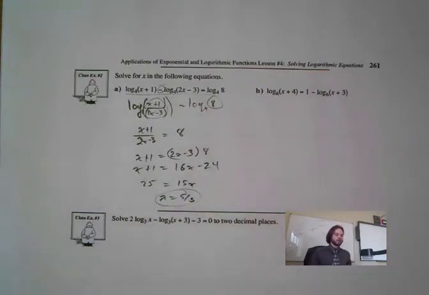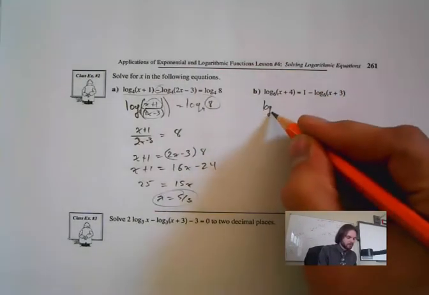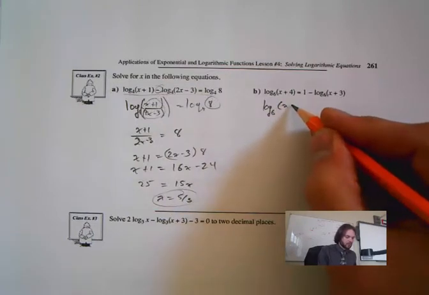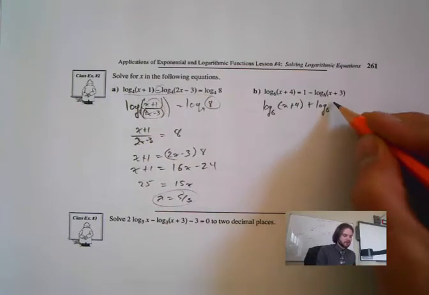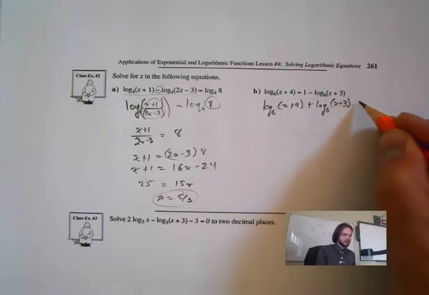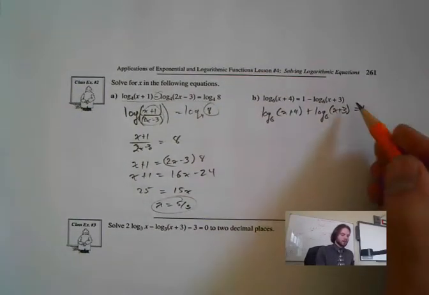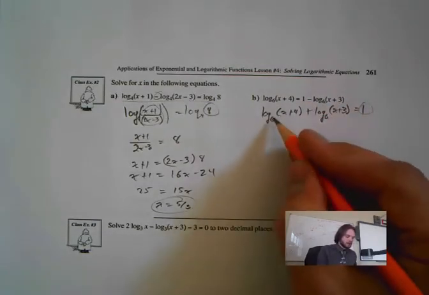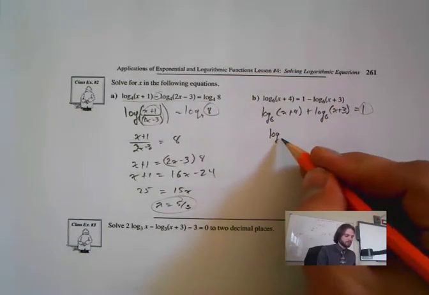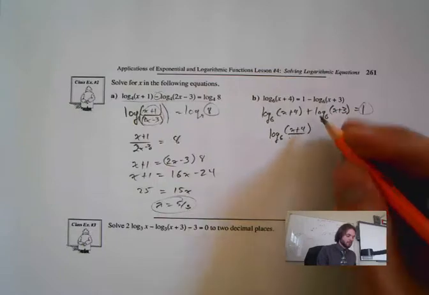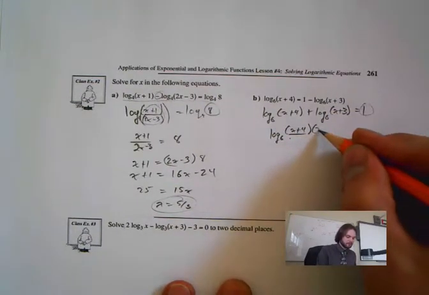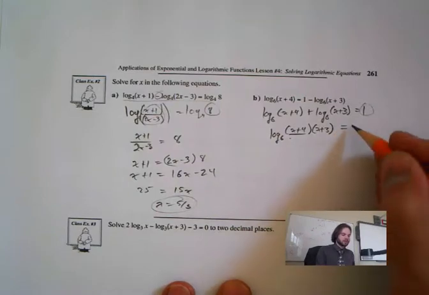Let's take a look at the second one here. First thing I'm going to do is put all my x's on one side. All right, so we have log base 6 of x plus 4, and I'm going to add log base 6 of x plus 3 is equal to 1. Now I don't like this here, I'm going to combine, but I can look at that later. So combining this here, I'm going to end up getting log base 6, I'm going to have x plus 4 multiplied by x plus 3. Now this is all equal to 1.